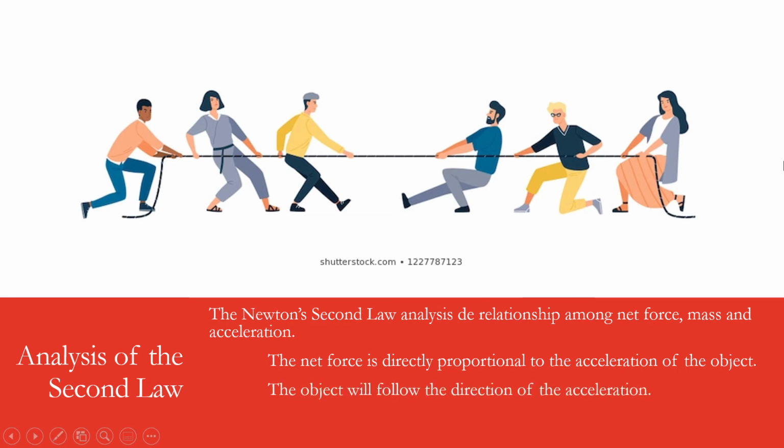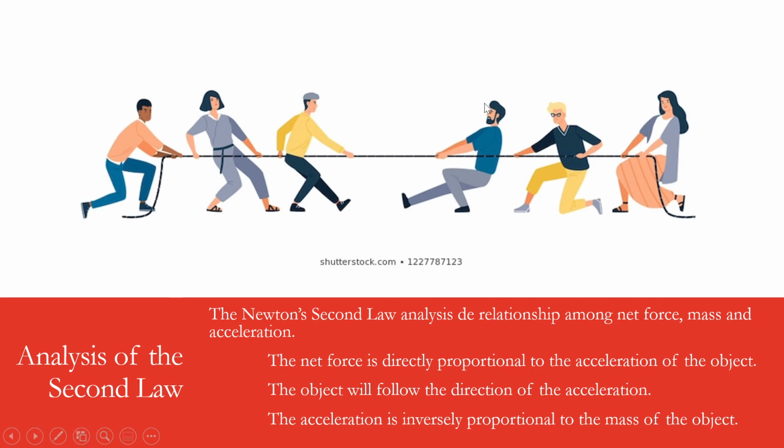Alright, we have the object will follow the direction of the acceleration, of course. Because if more people are pulling to the right, then the acceleration is going to start acting to the right. And the same thing will happen on the other hand. We also have the acceleration is inversely proportional to the mass of the object. Totally. So right now we are considering that the acceleration of the rope is constantly changing, right?